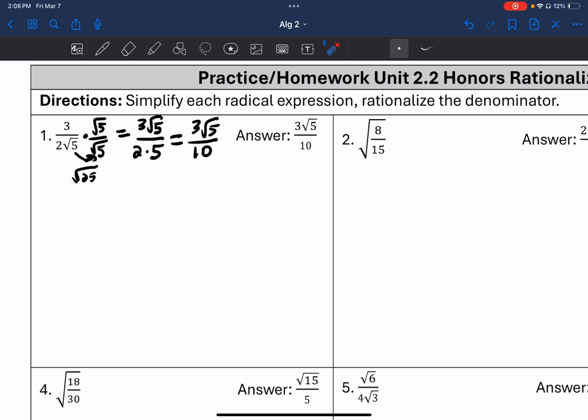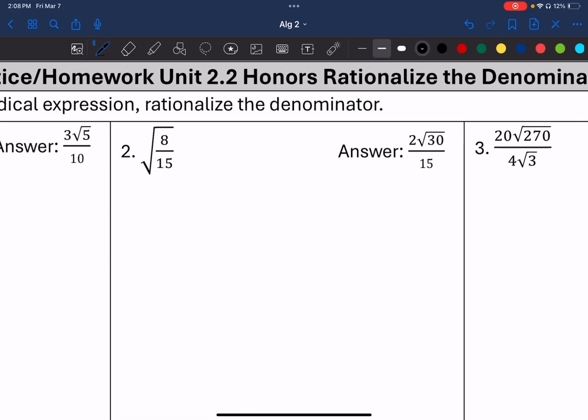This is fully simplified. Over here, whenever we have a radical with a fraction inside, remember we can always break that up into 2 separate radicals, right? Square root of 8/15 is equal to the square root of 8 divided by the square root of 15. We can always do that.